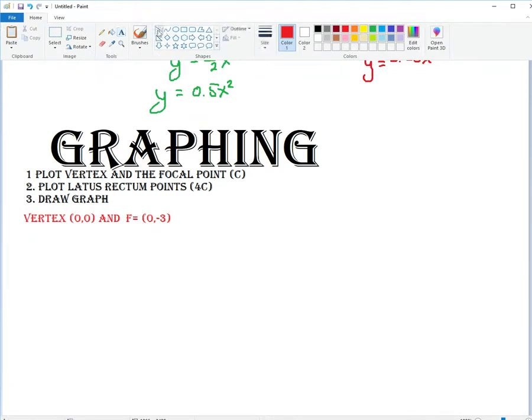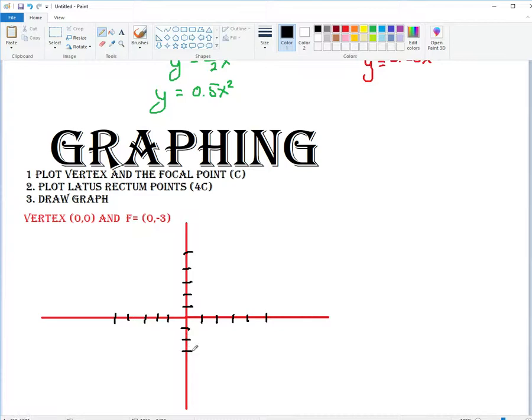Quick sketch again. Here's my y-axis, here's my x-axis, and then pencil in my 1, 2, 3, 4, 5 on each side. So my vertex is there. So I'm going to put my vertex, boom, and then my focal point is 0, -3, right there.